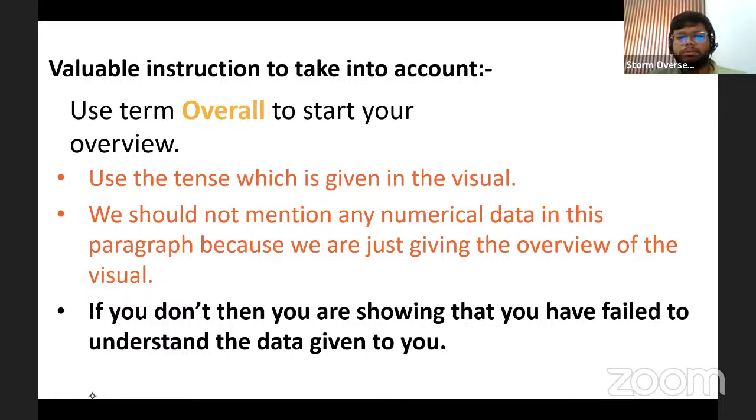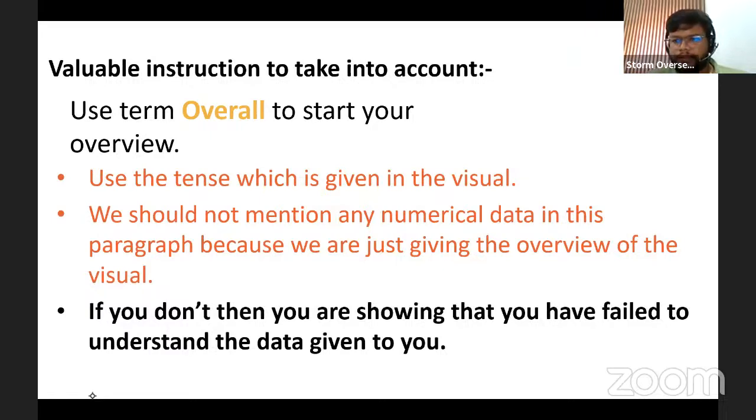One more important thing is tense, because the use of tense varies as per the visual. Suppose I am given a bar graph about 1960 to 1980, then I must use past tense. But if I am given a line graph between 1960 and 2050, then for 1960 to 2022 I will have to use past tense, and after that I will have to use simple future tense. So these things will vary as per the tense.